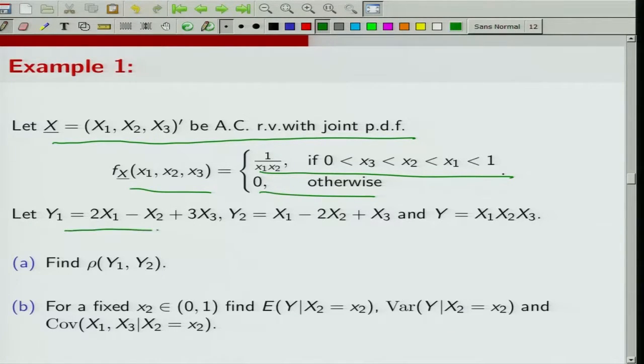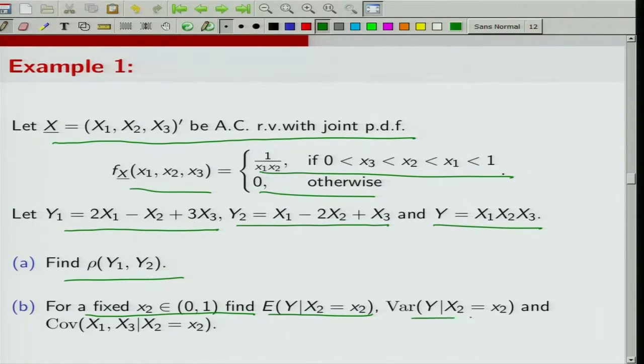Now, let y1 be 2 x1 minus x2 plus 3 x3, y2 be x1 minus 2 x2 plus x3, and y be x1 plus x2 x3. Find the correlation between y1 and y2. For a fixed x2 belonging to (0, 1), find the expected value of y given x2 is equal to x2, the variance of y given x2 is equal to x2, and the covariance between x1 and x3 given x2 is equal to x2.